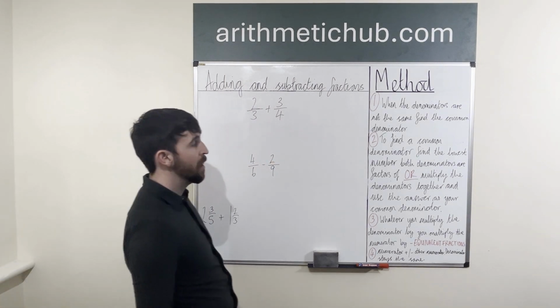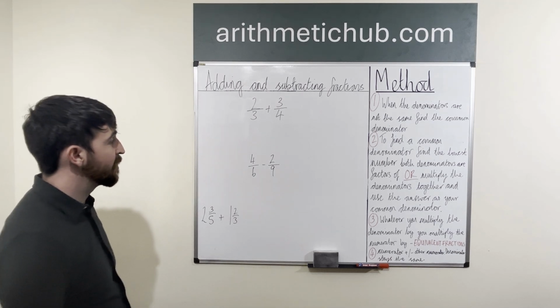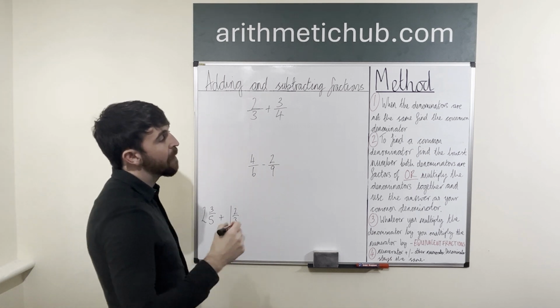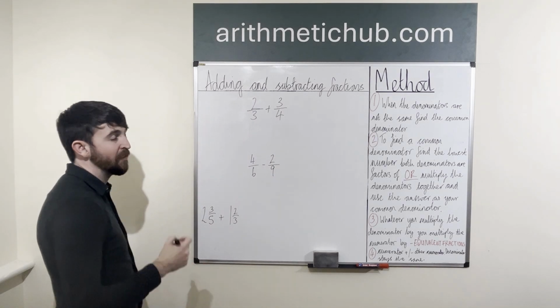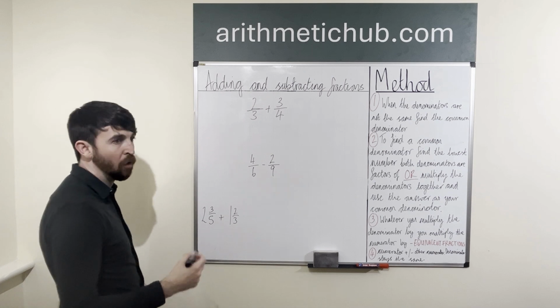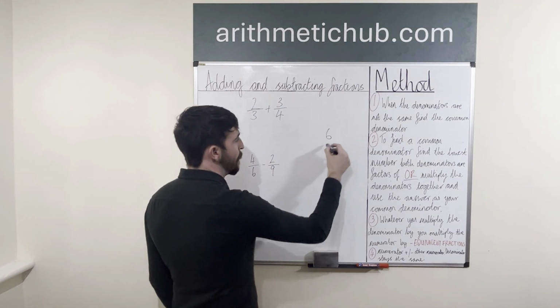Second part of the method. To find the common denominator, find the lowest number both denominators are factors of, okay? So what we would need to do there for this particular method is we might have to know our factors really well. Now, factors are hopefully something you've come across an awful lot before you come across any questions that look like this.